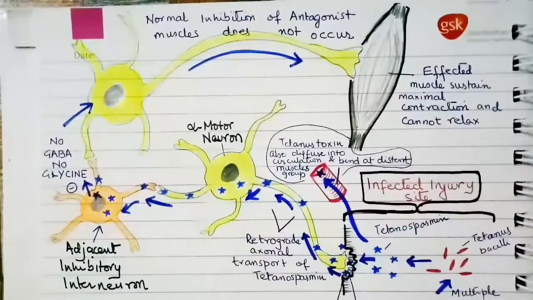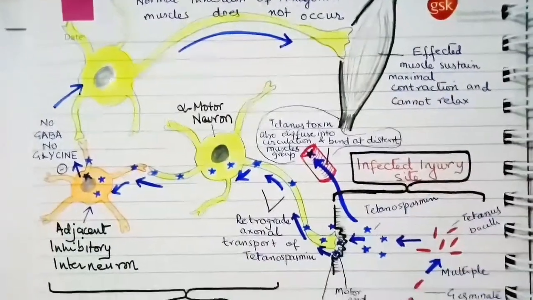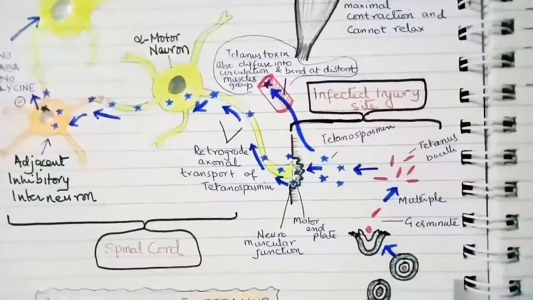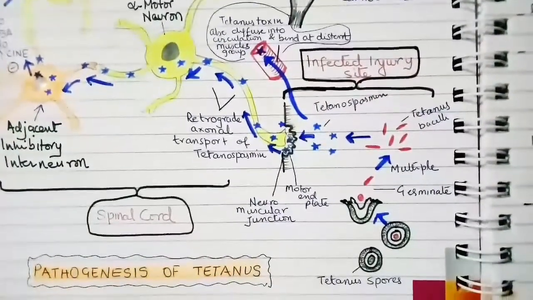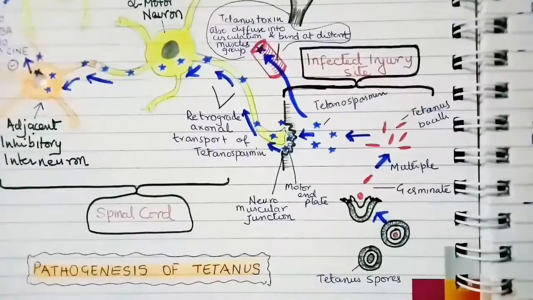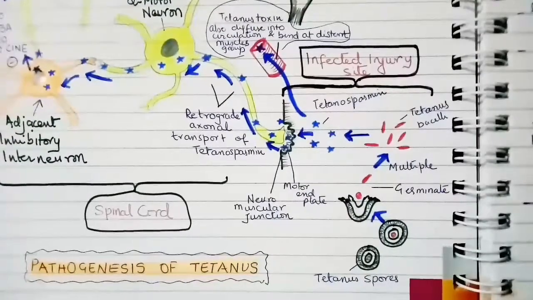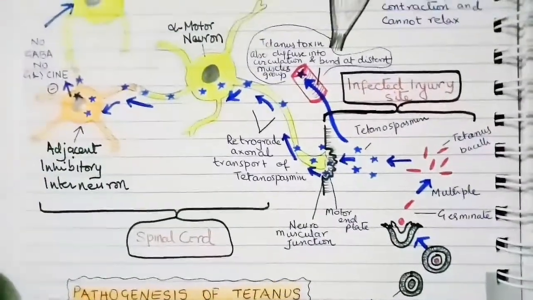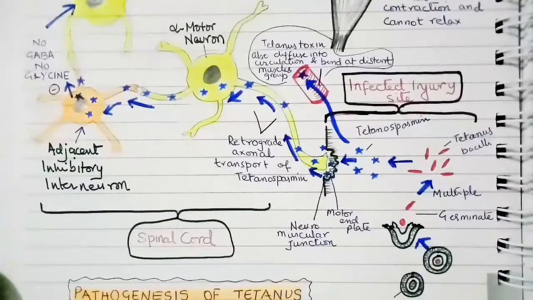Here it prevents the release of the inhibitory neurotransmitters gamma-aminobutyric acid and glycine. Thus tetanus toxin blocks the normal inhibition of antagonist muscles, on which voluntary coordinated movement depends. As a result of this, affected muscles sustain maximal contraction and cannot relax. In addition to above, the autonomic nervous system is also rendered unstable in tetanus.